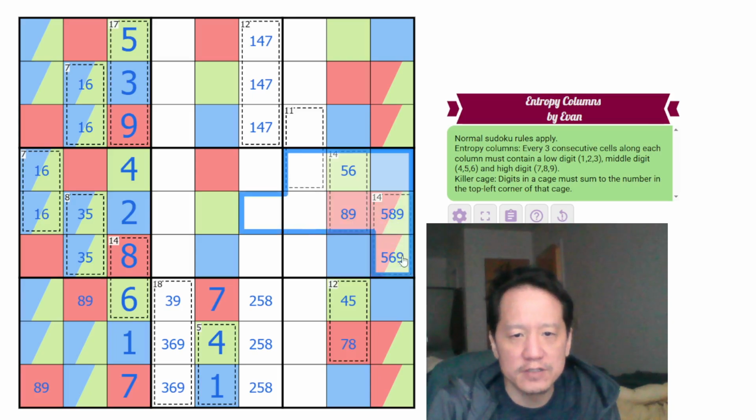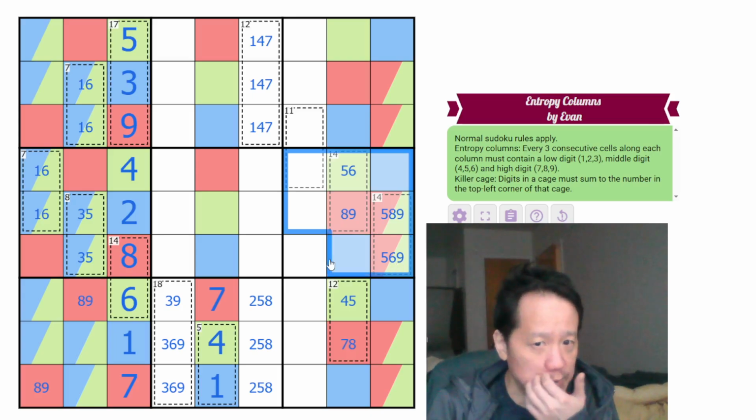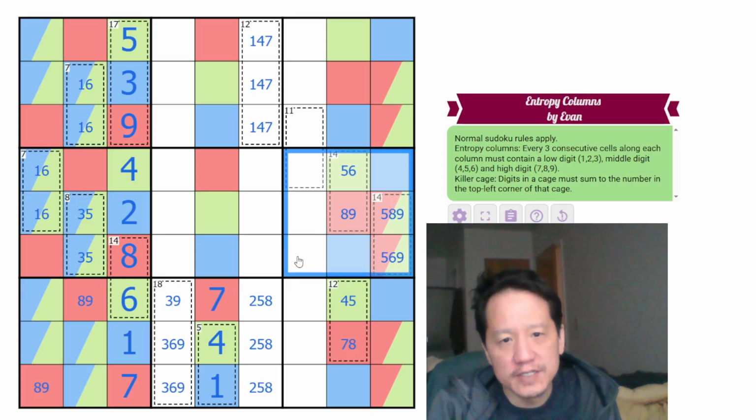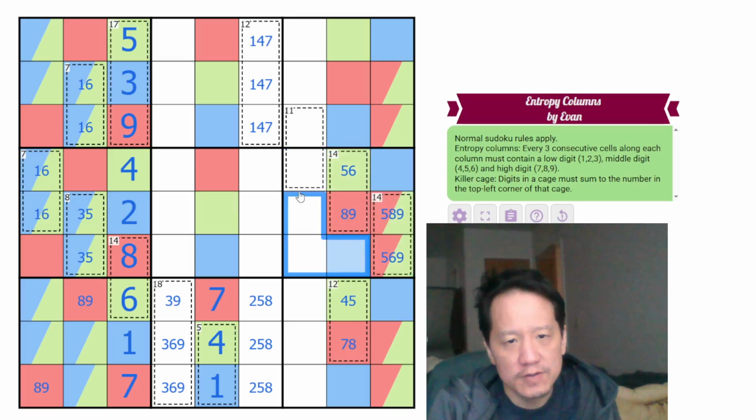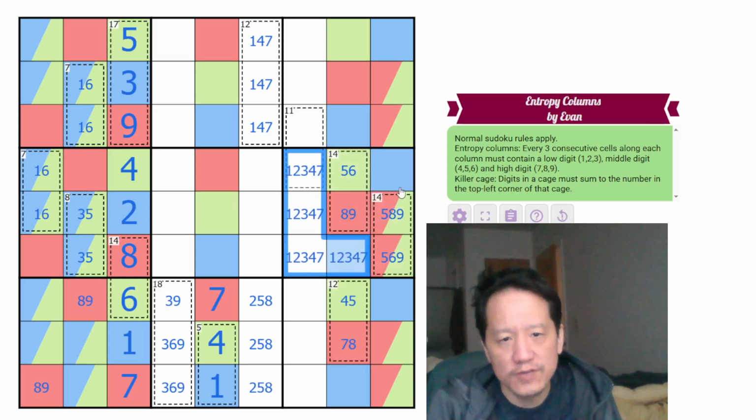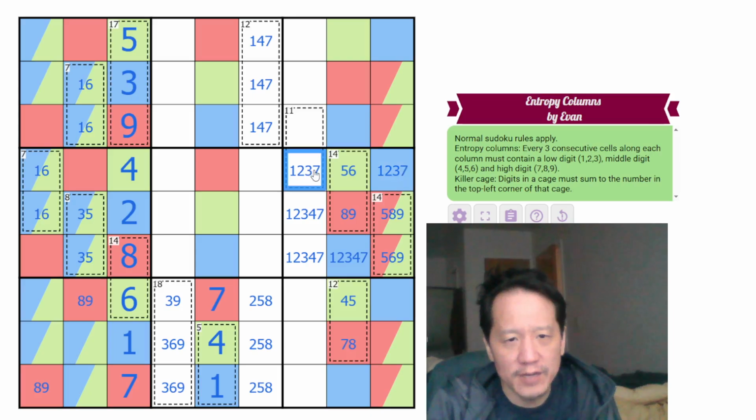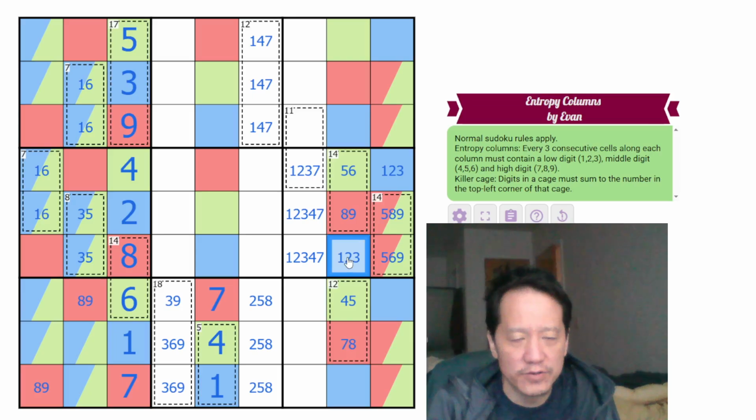In this box, we don't have any more 5, 6, 8s, or 9s possible. So the remaining digits have to be what? 1, 2, 3, 4, and 7. So this could be 1, 2, 3, 4, 7. This could be 1, 2, 3, 4, 7. But this can't be 4, and this can't be 4. This can't be 1, this can't be 4 or 7, because this is a low. This can't be 7, because this is a low.